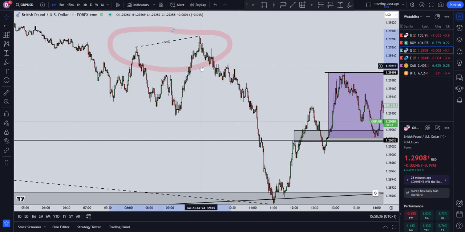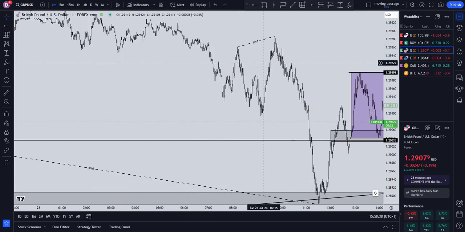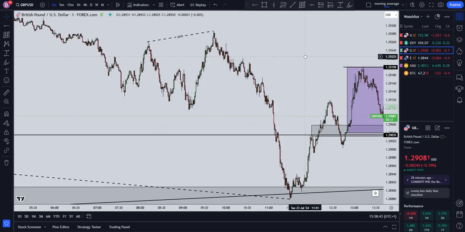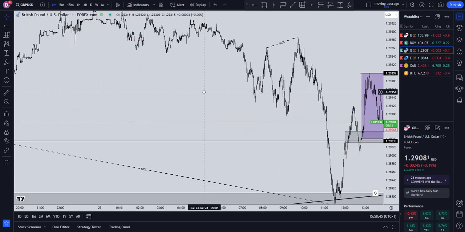Fuck the banks. Yeah, man. Don't fall for smart money traps. Do your research. Be patient.